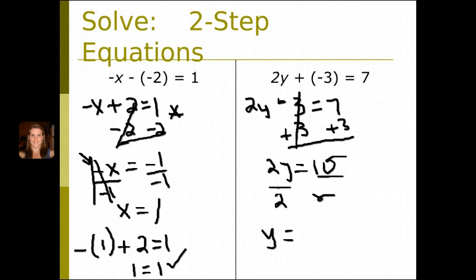Plug that into our simplified equation, and you would say 2 times 5 minus 3 equals 7. Well, 2 times 5 is 10. 10 minus 3 is 7. Our work checks out.